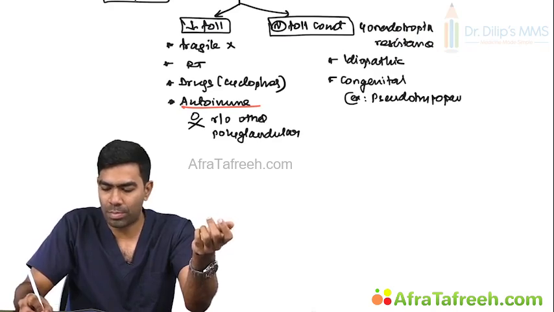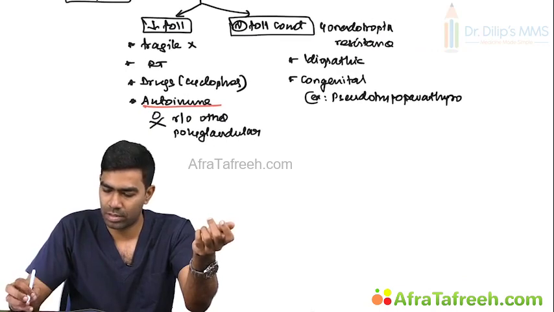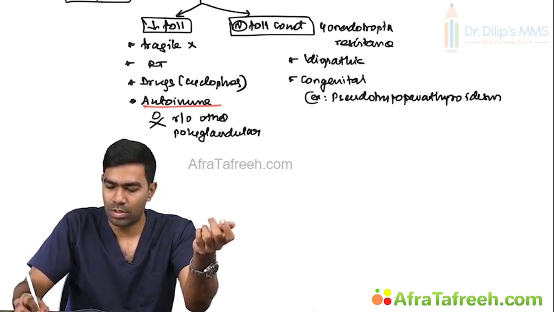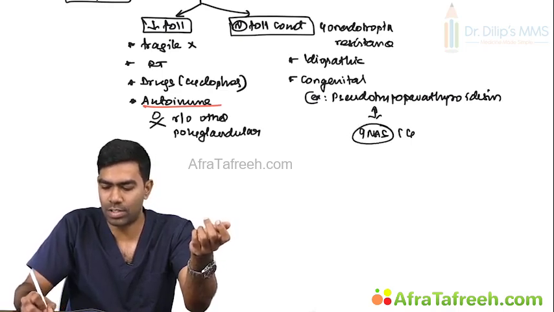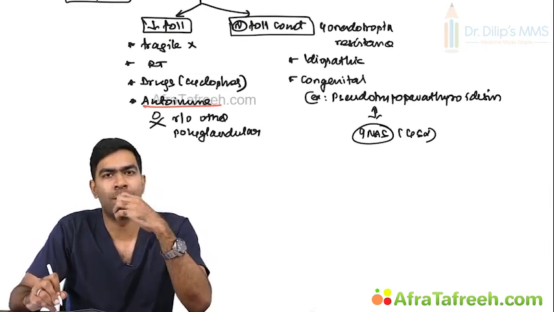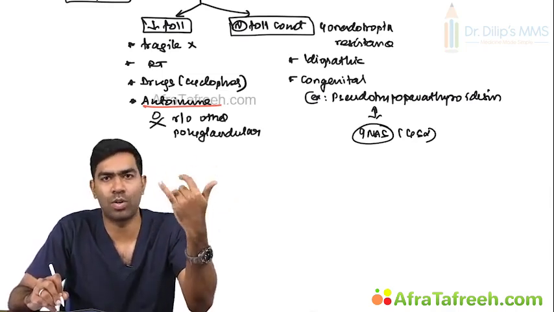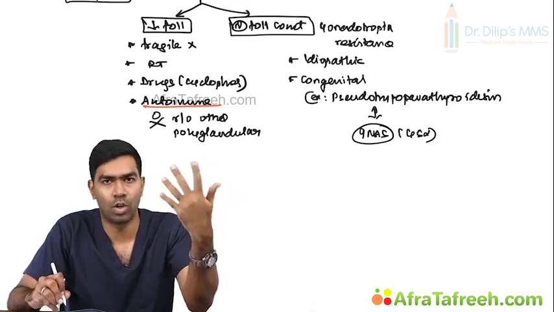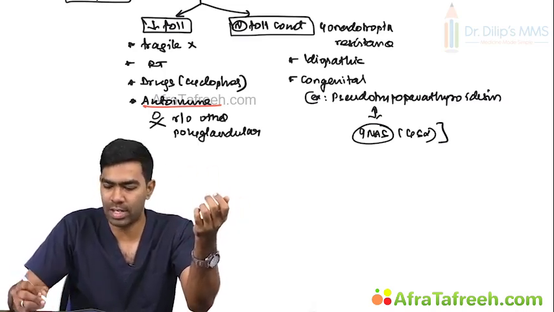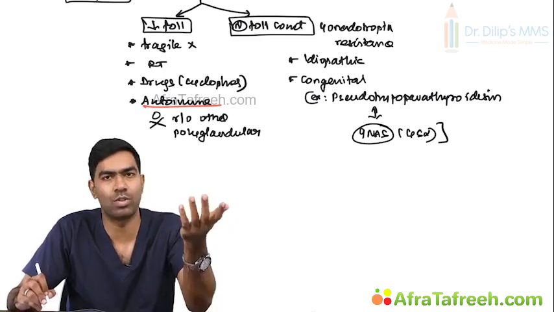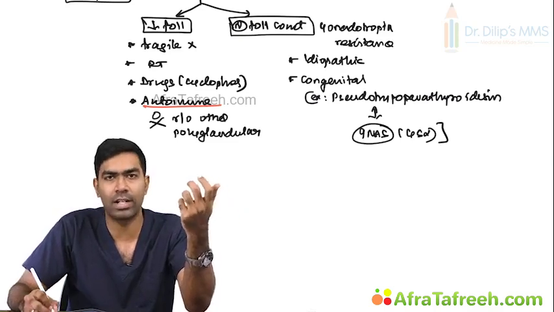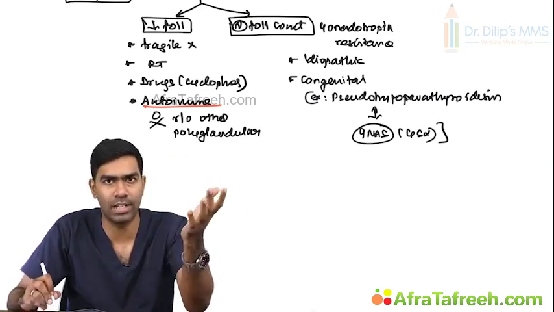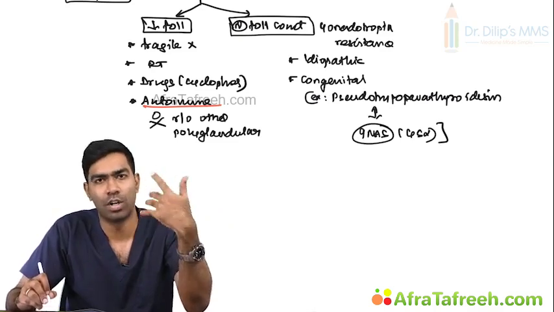So remember, pseudo-hypoparathyroidism is a condition due to mutations in the GNAS gene, which produces the Gs alpha protein. Remember, this G stimulatory pathway is very important not only for PTH, it's also important for the gonadotropins, FSH and LH. So whenever there is a mutation or damage to this GNAS receptor, that is the Gs protein, it will result in resistance not only to PTH, it might also result in resistance to gonadotropins.